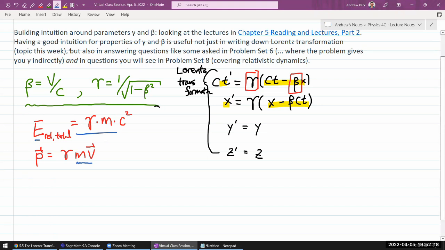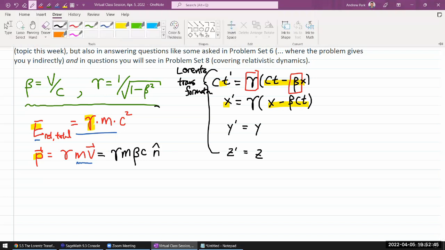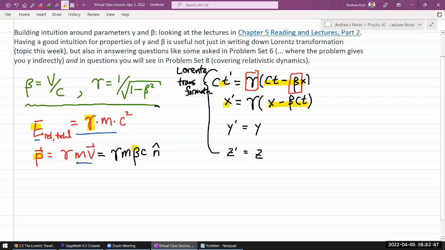there's a really intimate relationship between energy and momentum, which are very important dynamical quantities, and gamma. Here it's written as mv, but I can write it out this way: gamma times m times beta times c, that's speed, and then whatever direction the particle is going. So when you look at gamma and beta, there's a quite intertwined relationship. So we'll get to that next week with the relativistic dynamics.